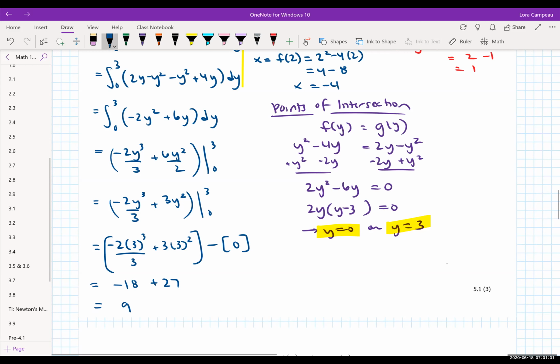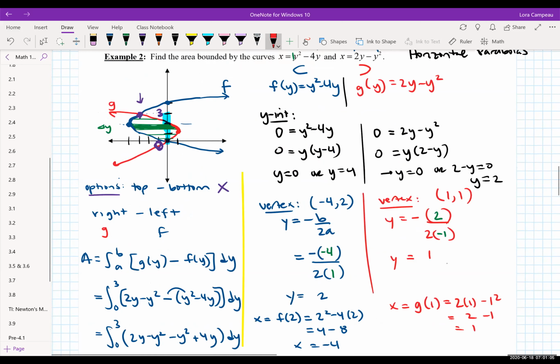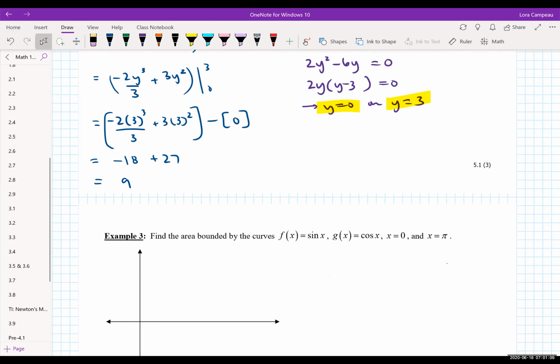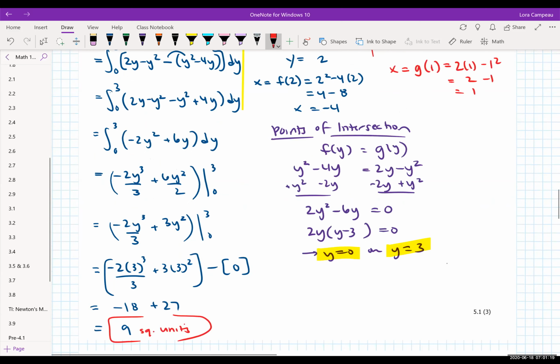And don't forget, get all happy when you find your answer. Don't forget they asked for the area. So what do you have to write? Not just a 9, but 9 square units. And that will help us out. That's kind of a nice problem.